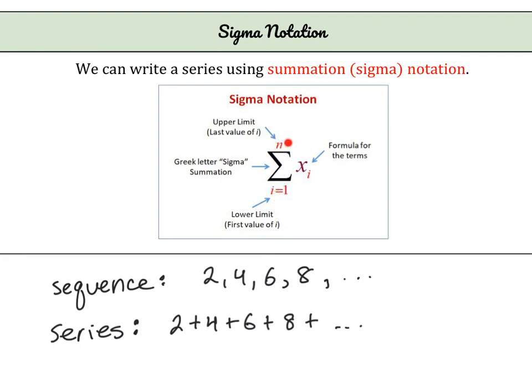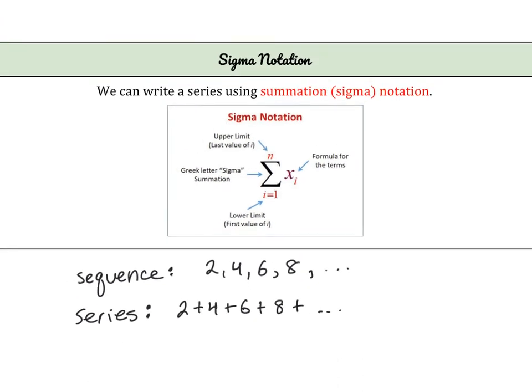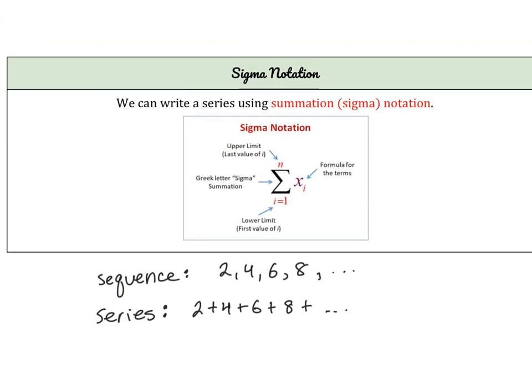And then on top here, you write the upper limit of your summation. So if you want to go up to the 10th term, you'd put a 10 here. Or if you want to add up the first 100 terms, you would put a 100 here. And then to the right of your sigma, you write the explicit rule for your sequence. So we're going to practice using the sigma notation before we talk about the more specific arithmetic series.